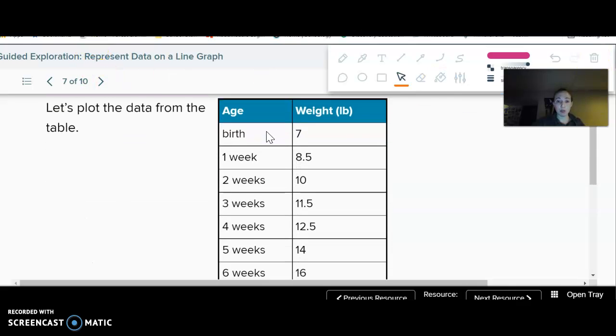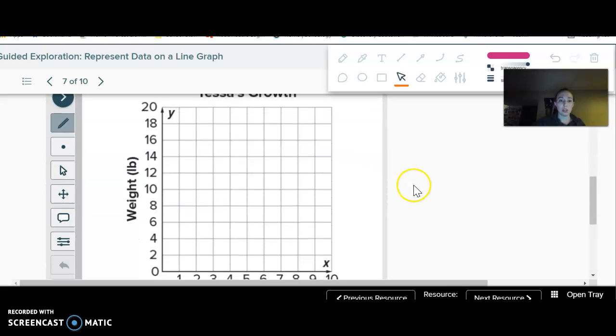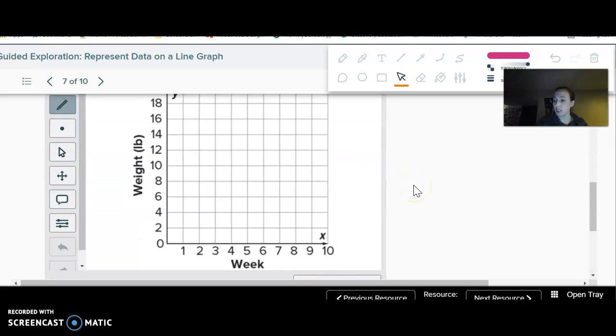Plot the data from the table. The first one says birth. How many weeks is birth? 0. So at 0 weeks, she was 7 pounds. So we can go 0 up to 7. I just want to get rid of that dot down below. We just want the dot up here.